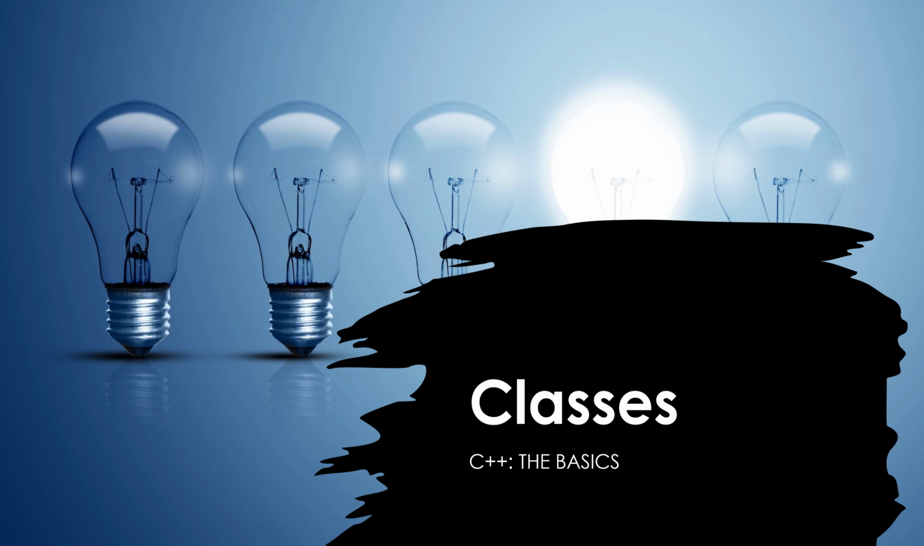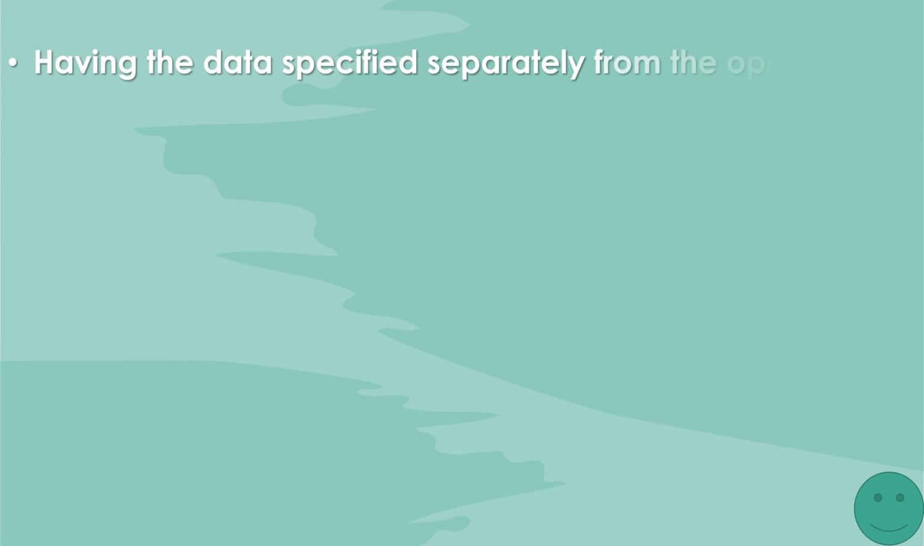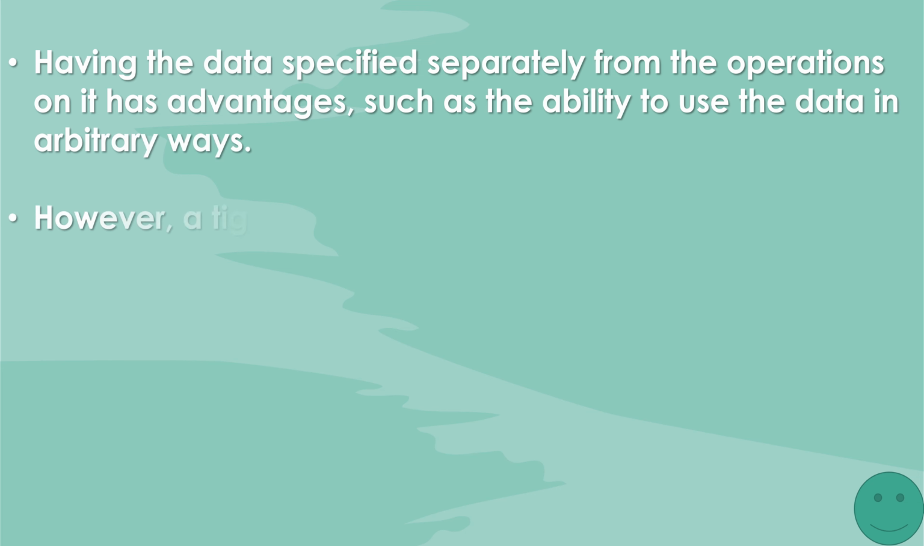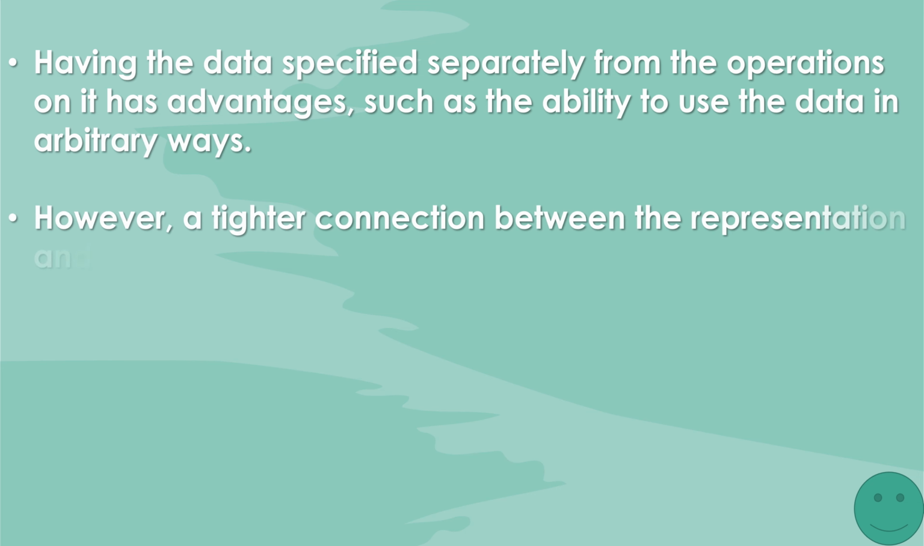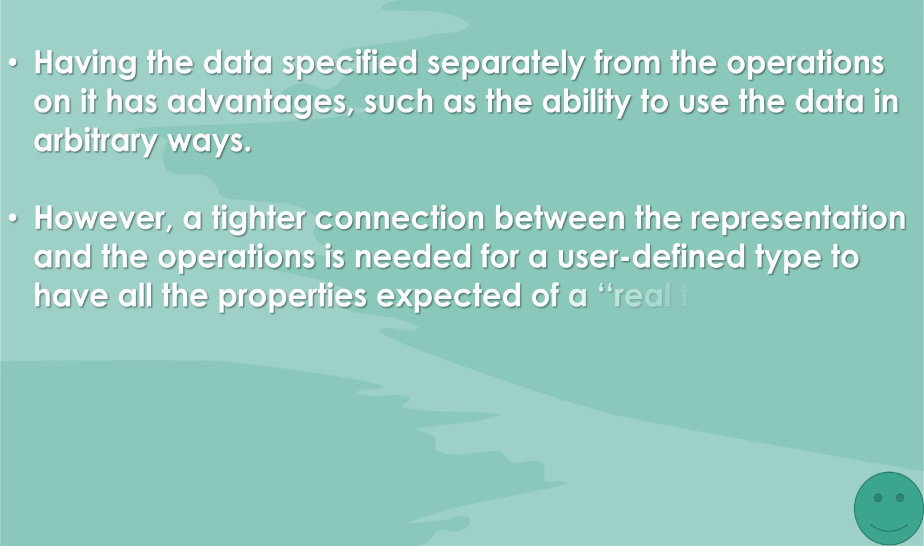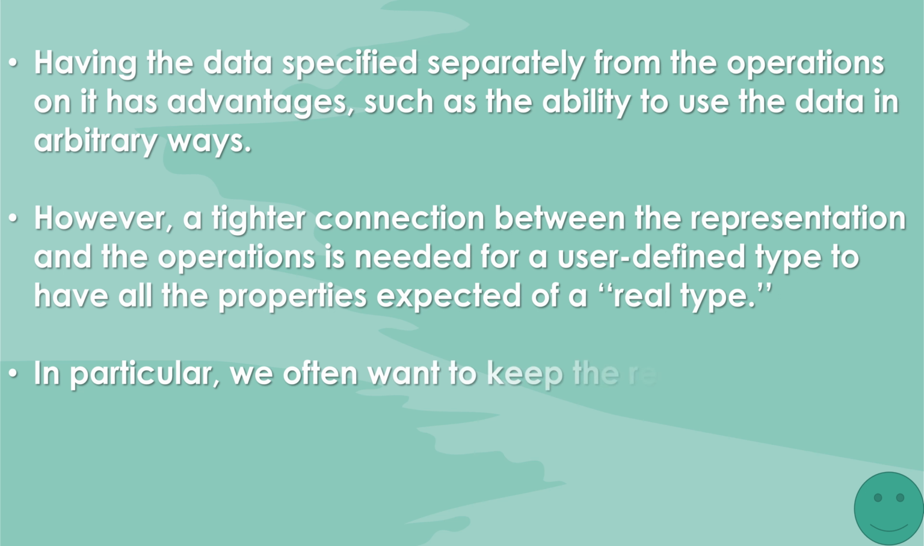Classes. C++, the basics. Having the data specified separately from the operations on it has advantages, such as the ability to use the data in arbitrary ways. However, a tighter connection between the representation and the operations is needed for a user-defined type to have all the properties expected of a real type.